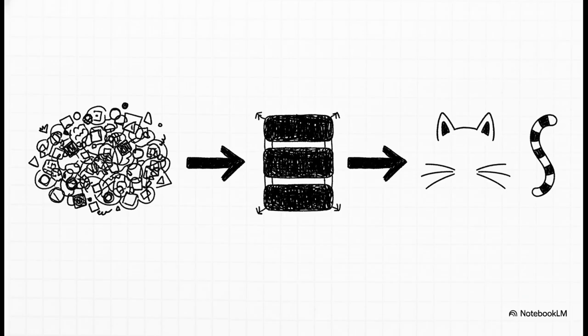For you as an architect, this is a massive deal. It means you don't have to spend months trying to manually code what features matter. You just feed the network the raw data, and it figures out what's important all by itself. That is an unbelievably powerful capability.